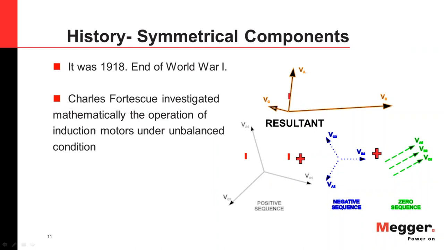An unbalanced system has different magnitudes and phase angles, so we are unable to do a proper analysis of that. If we resolve it into these three vectors, which are balanced, meaning they are equal in magnitude and phase angles, I can get a resultant like the unbalanced vector. So now I have a theory and an idea for doing the analysis of an unbalanced system.